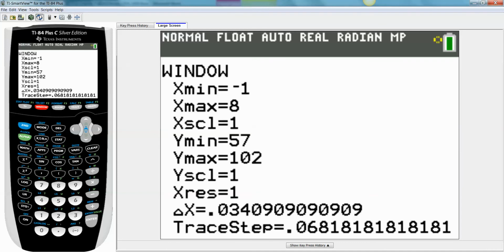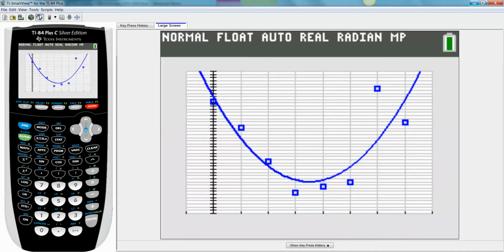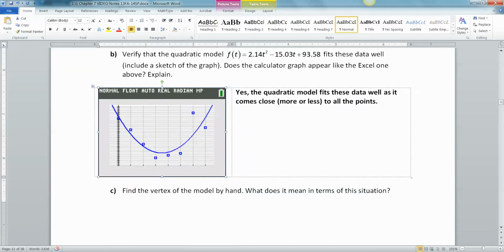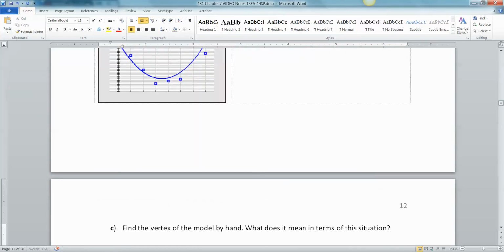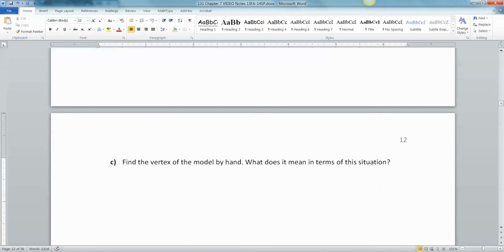I don't remember. 102. There you go. Okay, so we've got that. Graph's doing a decent job. So now we're going to find the vertex. Oops, that must be the next page. Find the vertex by hand, and what does it mean?